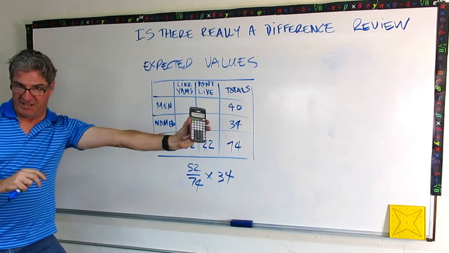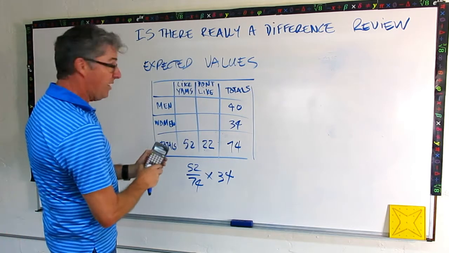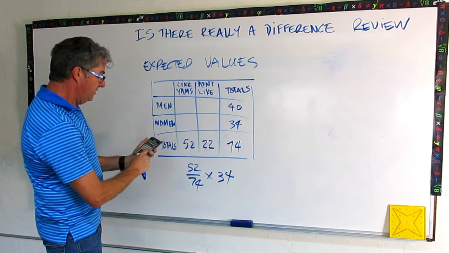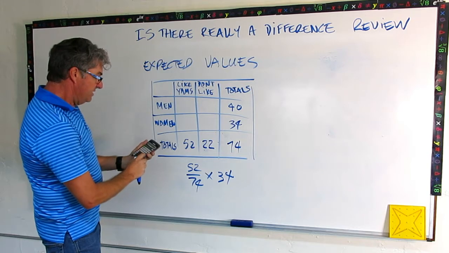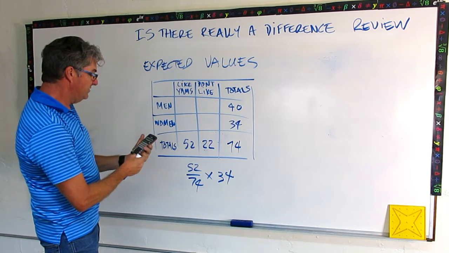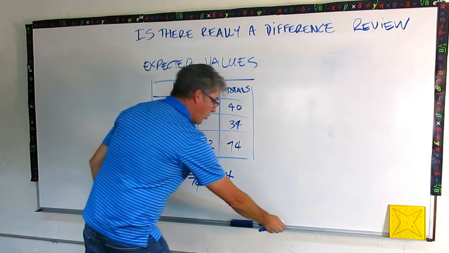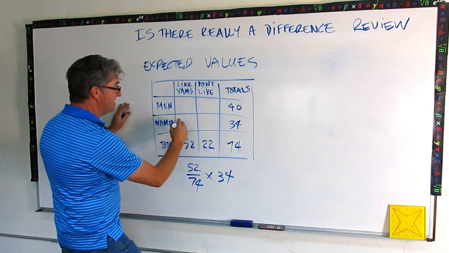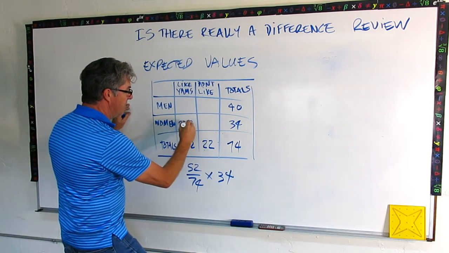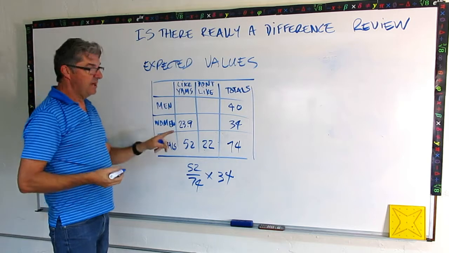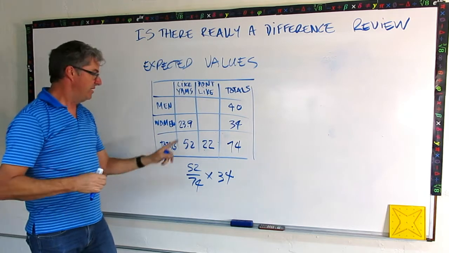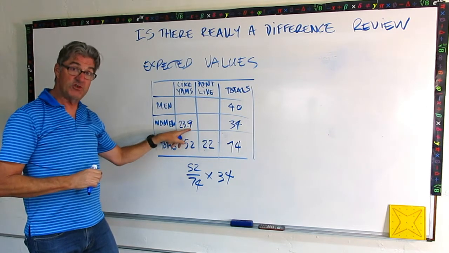Had to get my handy-dandy calculator. So I'm just going to do that math. 52 divided by 74 times 34 equals, and that gets me 23.9. So that's my expected value. 23.9 women like yams.